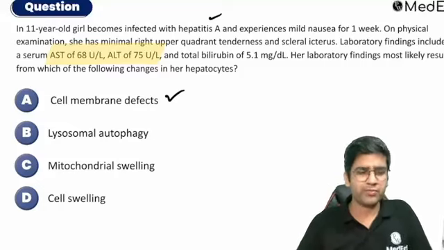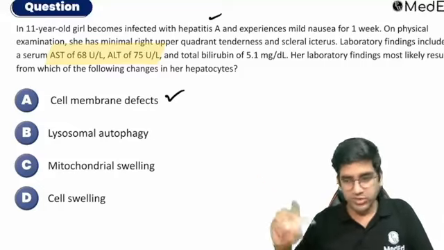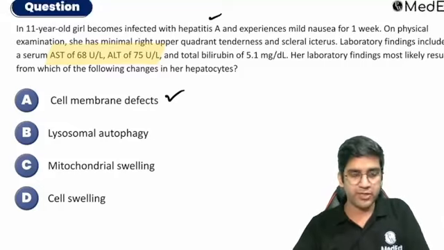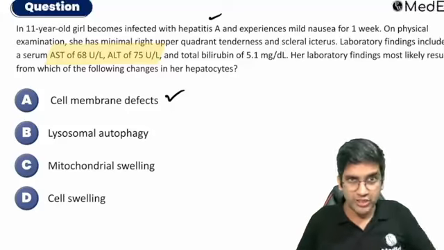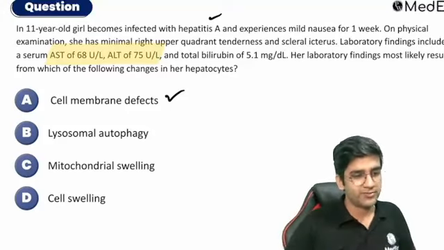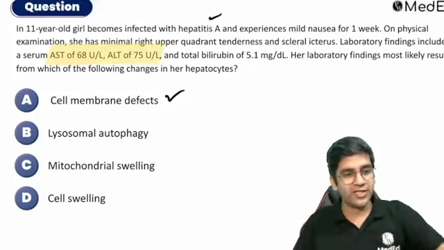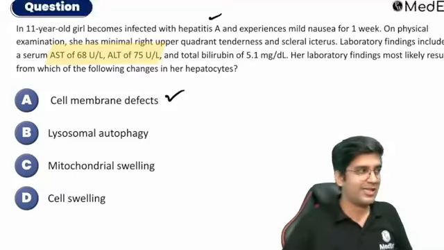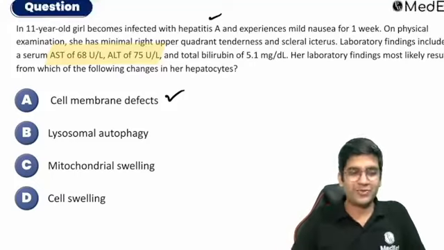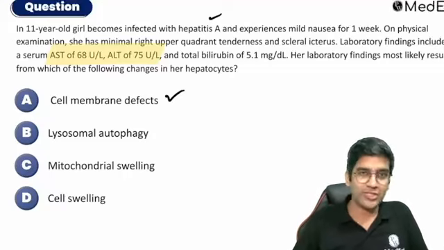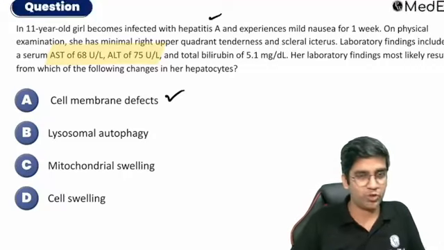Perfect, right? It's a very simple question. This question came in the JIPMER exam. It's not due to lysosomal autophagy, it's due to cell membrane defects, right? Okay, that's due to cell membrane defects. I think you are saying lysosomal autophagy because I know where you have read. You might have read this question before. It's due to cell membrane defect, not due to lysosomal autophagy.